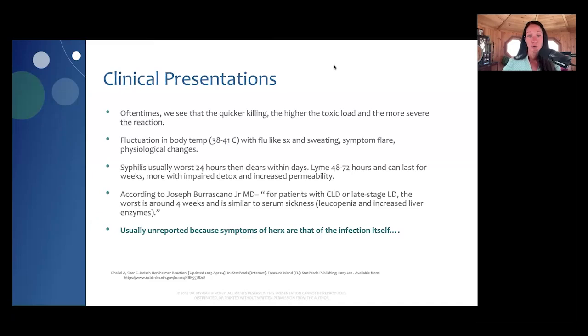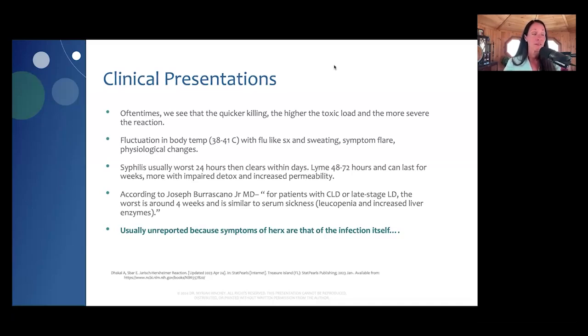According to Dr. Burrascano, patients with chronic Lyme or late stage Lyme, the worst Herx is usually around 4 weeks, and it's similar to serum sickness. Now, usually herxing is underreported because, like I said, typically these are symptoms that are already there from the infection themselves. They just tend to get worse. And so a lot of patients will think, oh my gosh, my treatment isn't working anymore, or my infection is growing and it's getting worse. And a lot of times it's just the opposite.